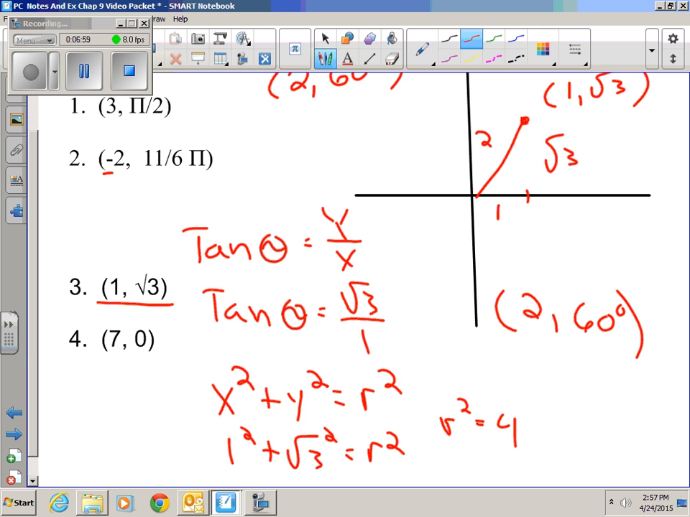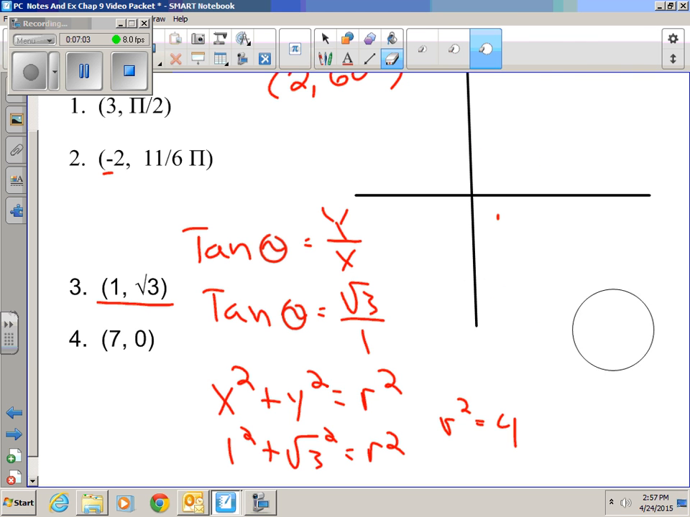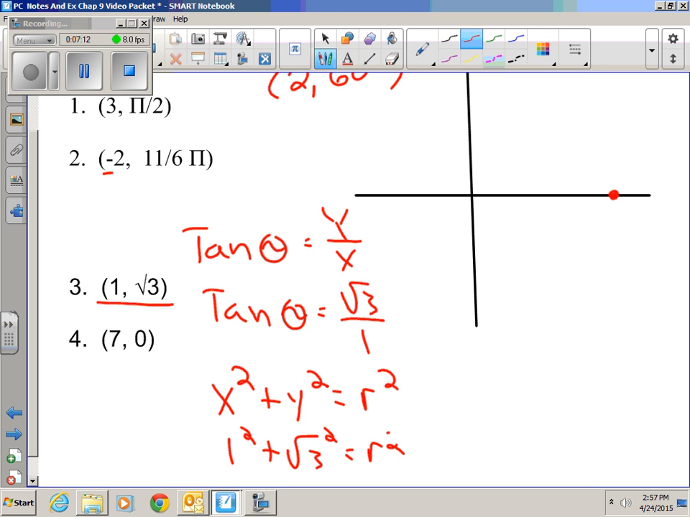Looking at 7 comma 0, I'm just going to erase real quick here. 7 comma 0 would have a radius of 7 and an angle of 0. So there is our ordered pair. Without doing much work here, let's just write that in polar coordinates. That's going to be an r of 7 and a theta of 0. And so, once again, the polar coordinates are also 7 comma 0.